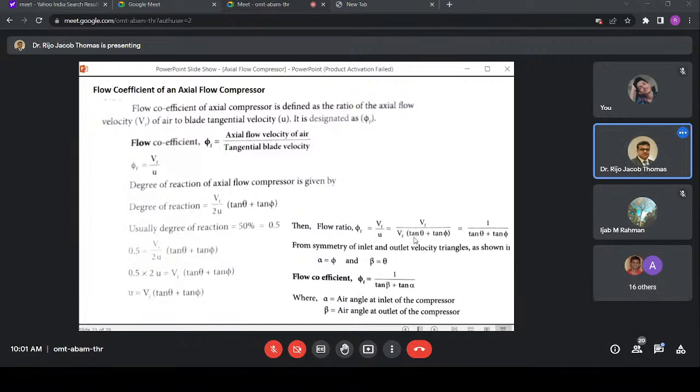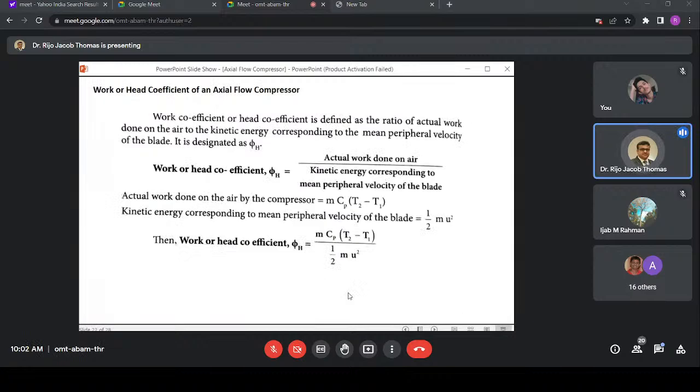So you divide. So you will get it as 1 by tan theta plus tan phi. And again, if you simplify, this can be again written in terms of alpha and beta. Then it will be 1 by tan beta plus tan phi. Okay, so it's called the flow coefficient. They may ask in the question, find out the flow coefficient. You should know what by what and what is the equation. Okay, need to learn this by heart.